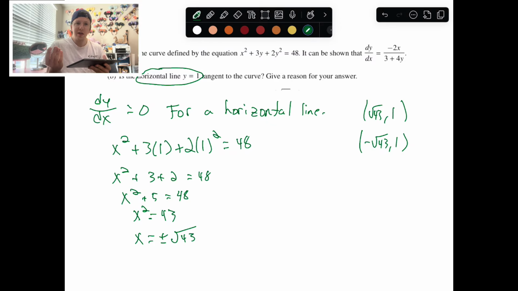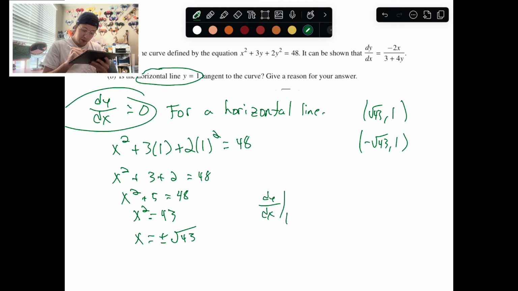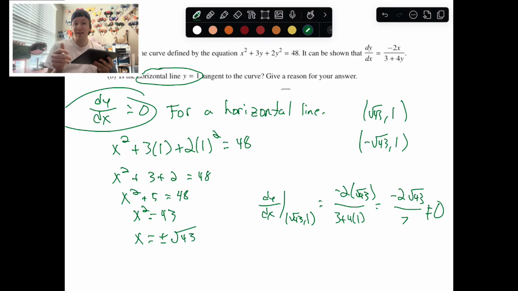So let's plug those points into our derivative to see, do we get this desired dy over dx equal to 0? That's the question. So dy over dx at square root 43, comma 1 is equal to negative 2 square root 43 times square root 43 over 3 plus 4 times 1. That is negative 2 square root 43 over 7. Notice that is not equal to 0.